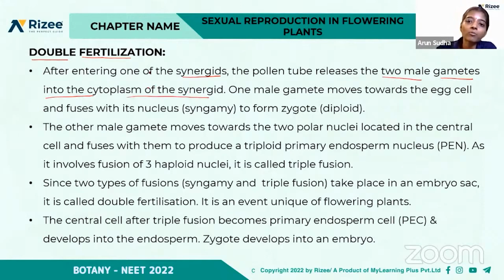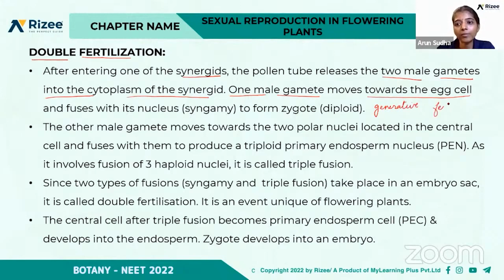So how are the male gametes formed? They are formed by the division of the generative cell, right? So it releases the two male gametes into the cytoplasm of the synergid. Of these, one male gamete moves towards the egg cell. It fuses with the egg cell and its nucleus, and this process is called syngamy, to form the zygote.